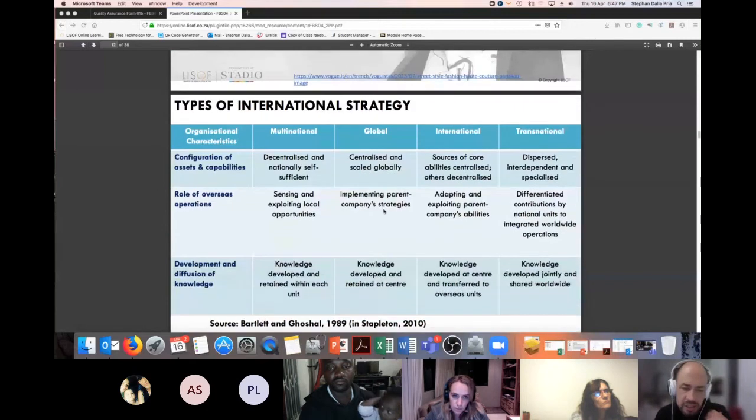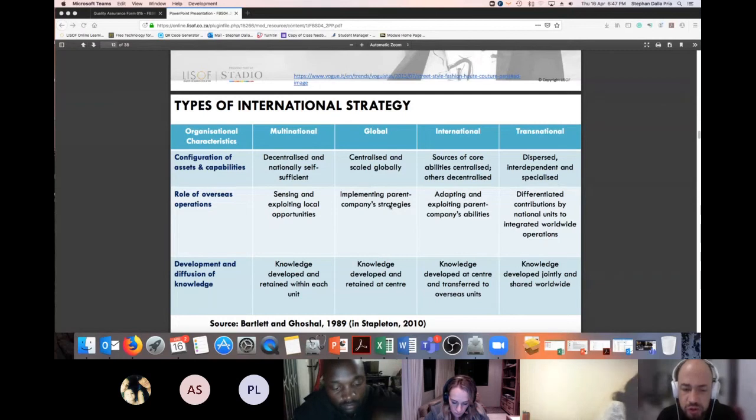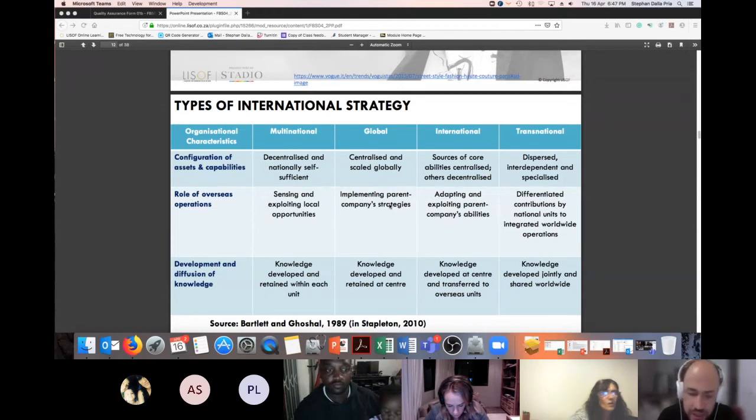The types of international strategy are important, but it's not that much assessed explicitly in the assessment. It's just important for you to know what we mean by them. I think the most important concept here is, do you decentralize or do you centralize?